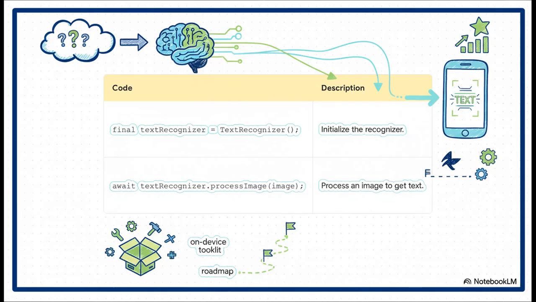And when I say minutes, I'm not kidding. Just look at this code. It is literally 2 lines to add powerful text recognition to your app. The first line fires it up, the second line processes the image. That's it. It's one of those moments where you just go, whoa, it's really that easy? It shows you just how accessible this tech has become for everyone.